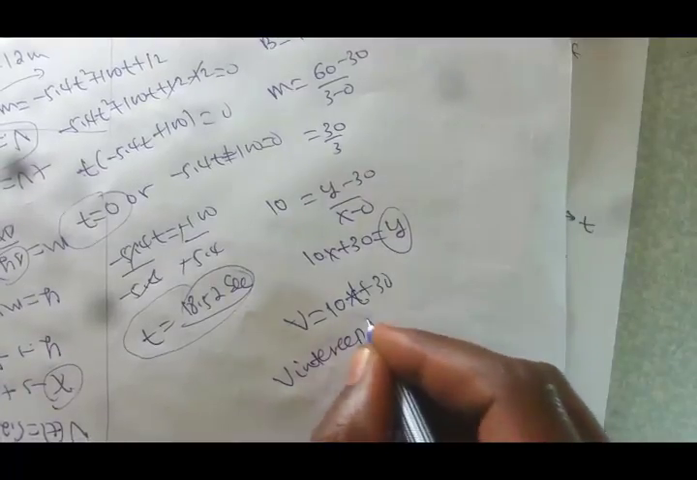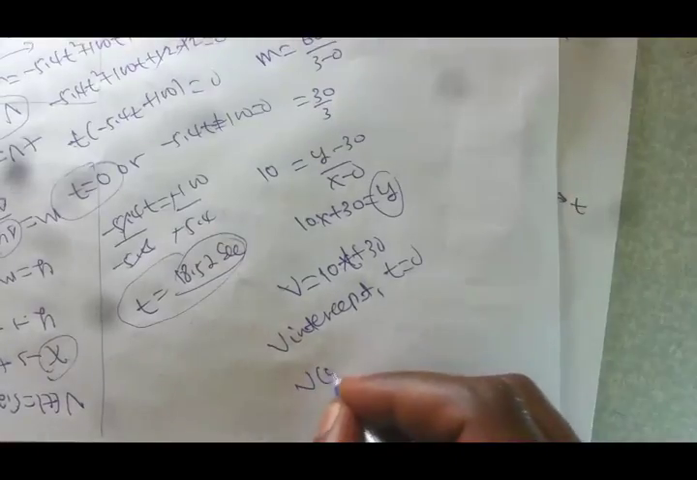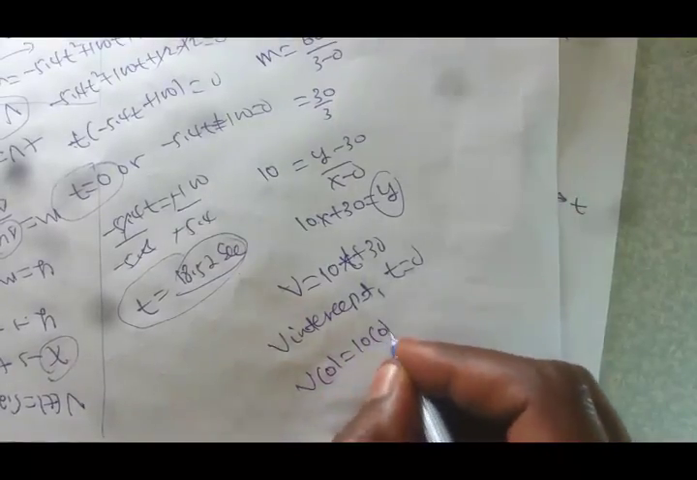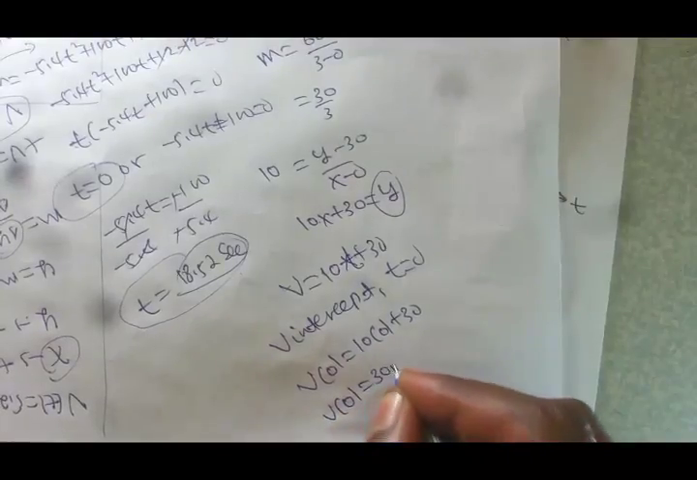The v-intercept means making the value of t equal to 0. Therefore v of 0 is equal to 10 times 0 plus 30. Therefore v of 0 is equal to 13 meters per second.